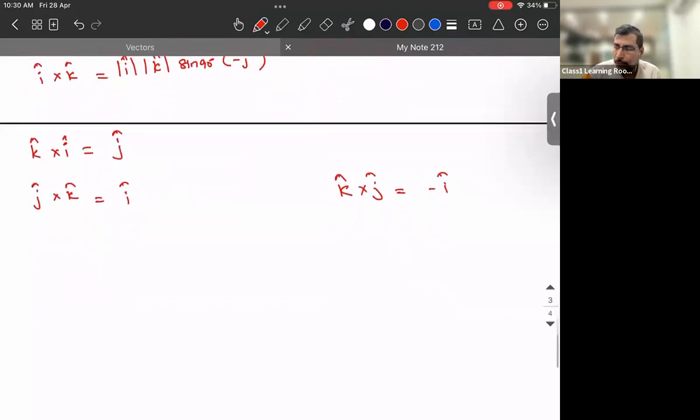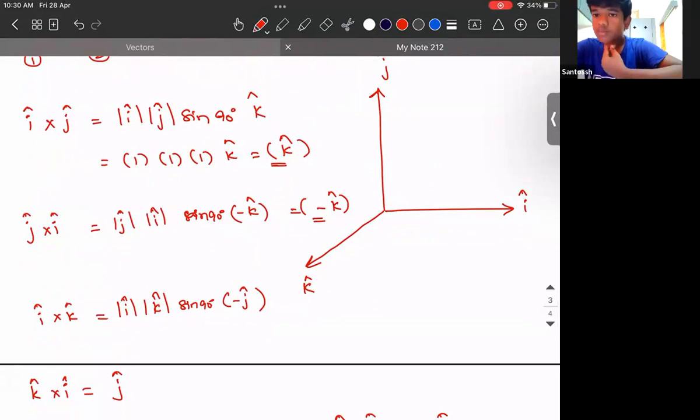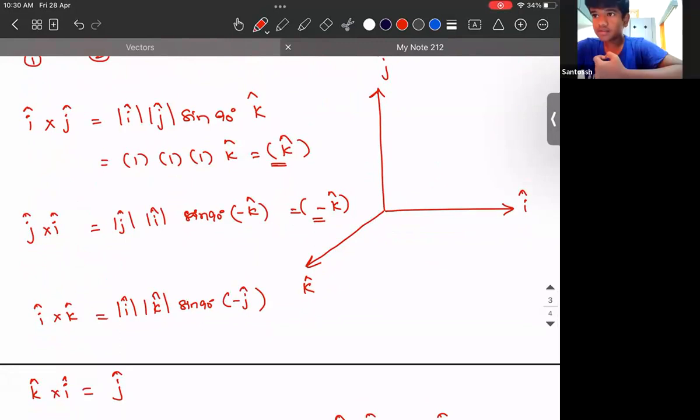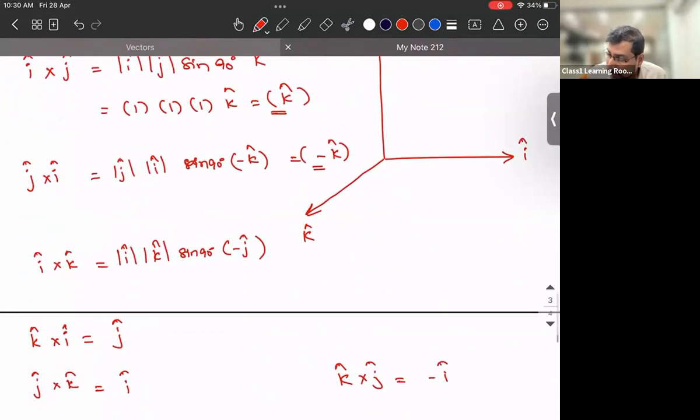That's it. Did you all get the logic of how these answers have actually come? See, J cap and minus J cap, all these things are directions. But you got the magnitude to be 1 because you are performing the cross product between unit vectors. That is why here the magnitude is 1, here the magnitude is 1, here also it is 1. The magnitude comes out to be 1, but the direction keeps changing.